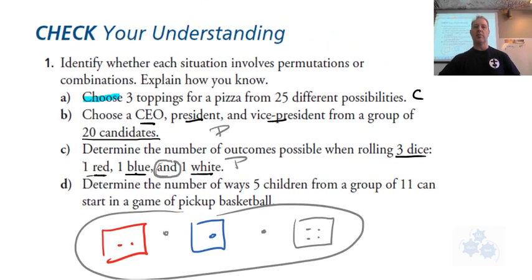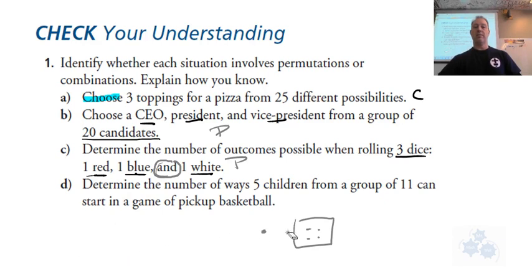Okay, so D, determine the number of ways 5 children from a group of 11 can start in a game of pickup basketball. Okay, so 5 from 11 in basketball. What do you think? Combination? Okay, why? Because it doesn't matter what order. If it's a pickup game, you could say it doesn't matter what order these guys are in. It's just 5 groups, right?